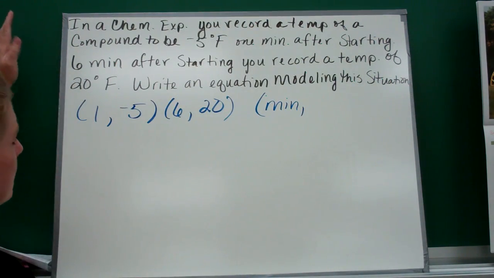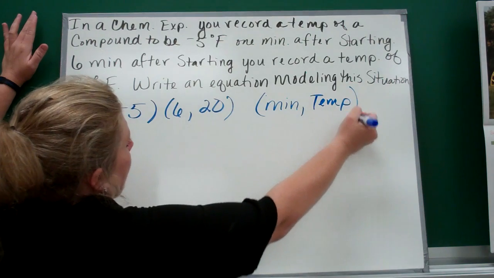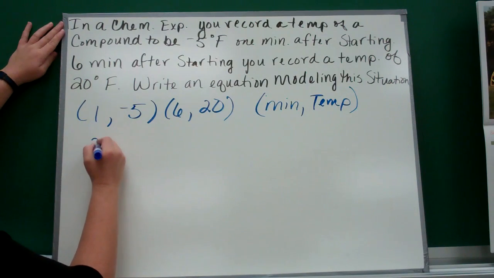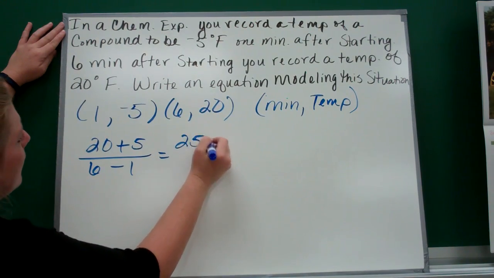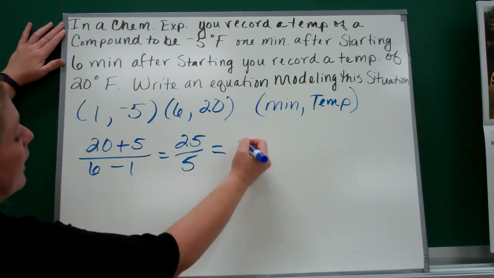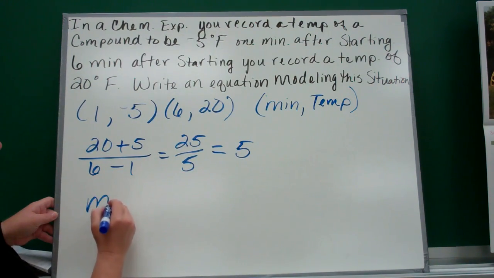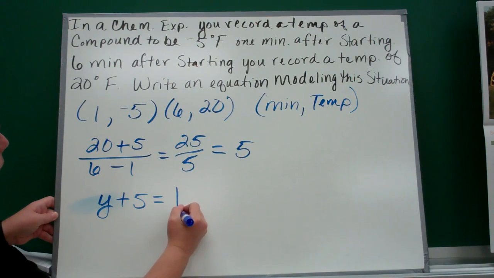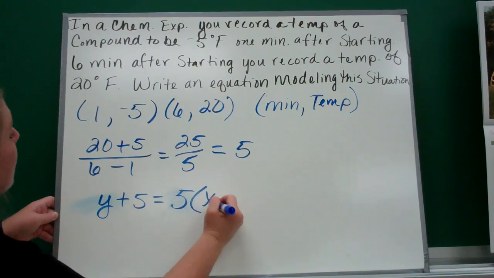Minutes, time's always x. So if ever you have a problem with time, time is always x. So minutes, temperature. Find your slope. Alright. 20 minus -5 over 6 minus 1 equals 25 over 5 equals 5. That's a nice slope. Use point slope. Sorry, losing my mind. Y minus -5 equals 5. I'm going too fast. Slow down. 5 times x minus 1.